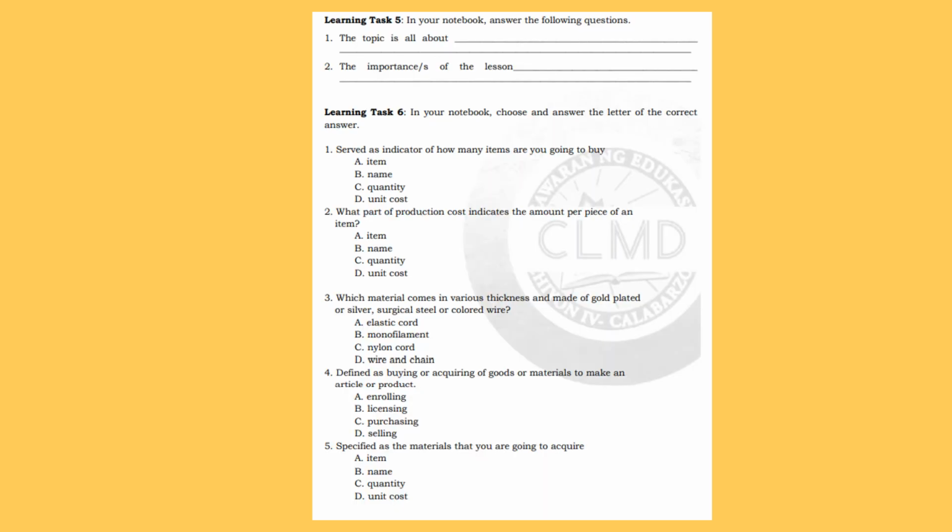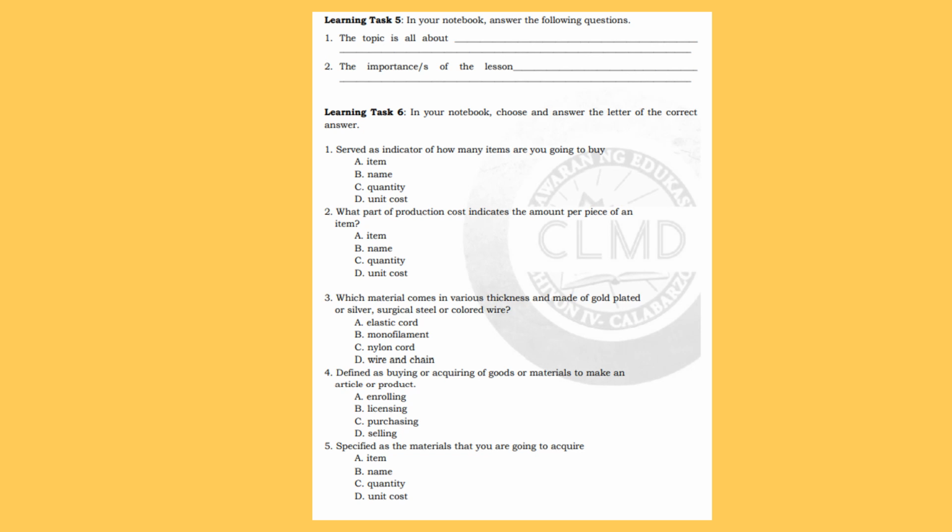Learning Task 5. In your notebook, answer the following questions. The topic is all about blank. The importance of the lesson is all about blank. A. In Learning Task 5, that is valuing. Learning Task 6. In your notebook, choose and answer the letter of the correct answer.